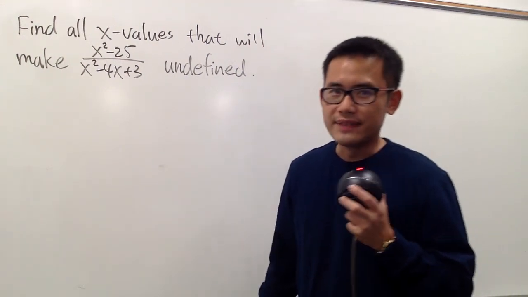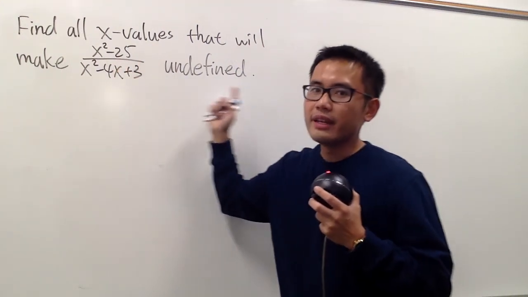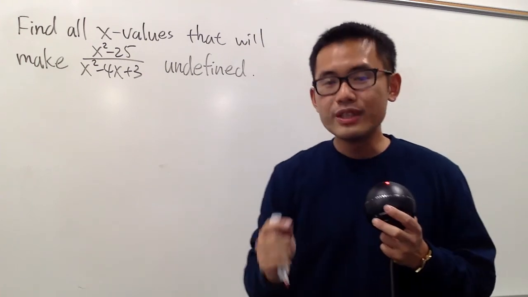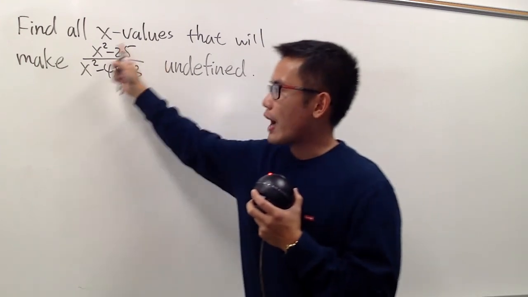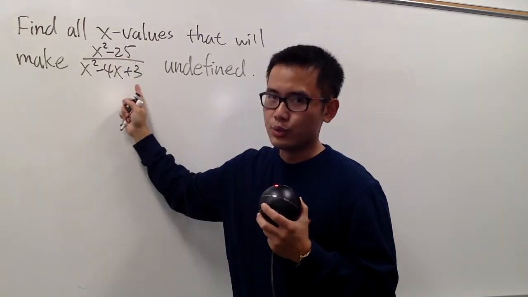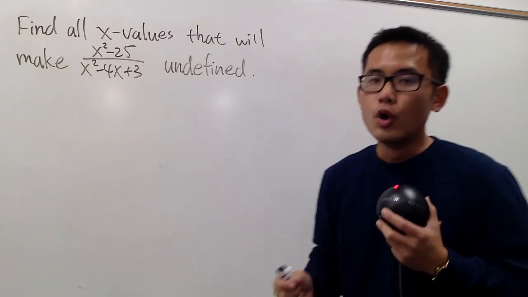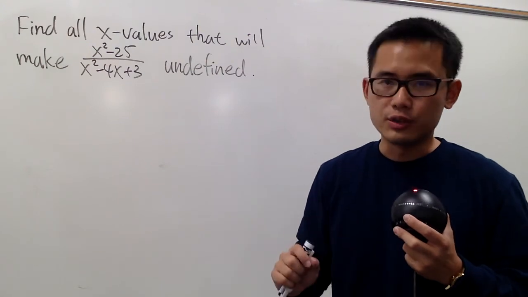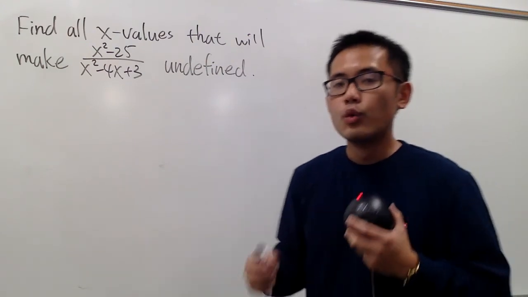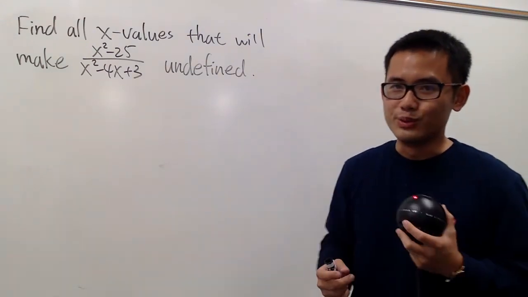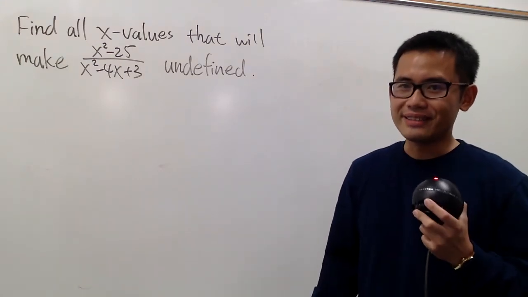Okay, we're going to find all the x values that will make this rational expression undefined. To do this, we have to remember that when we have a fraction, we don't want to have a 0 in the denominator. Otherwise, that would be bad, right? Because, for example, if we have 5 over 0, that is undefined. When we have 21 over 0, that's also undefined.